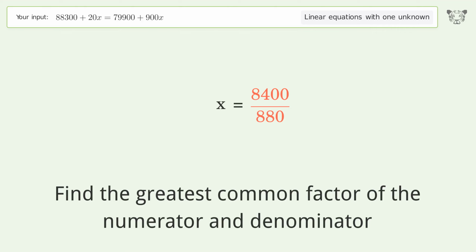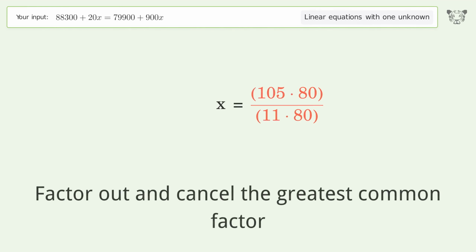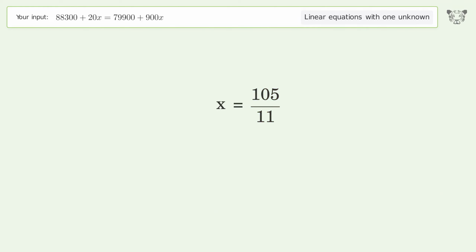Find the greatest common factor of the numerator and denominator. Factor out and cancel the greatest common factor. And so the final result is x equals 105/11.